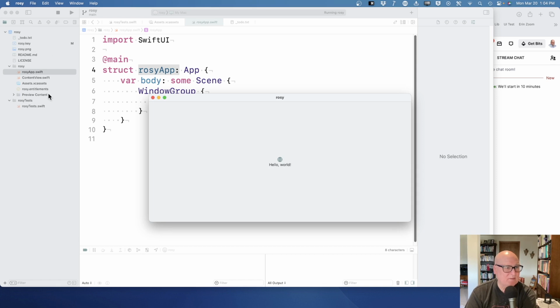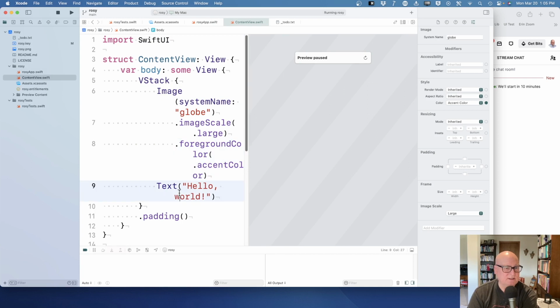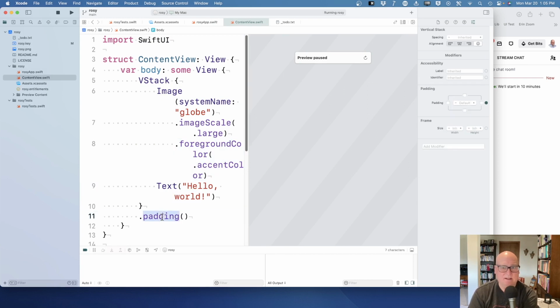Now, let's find the content view. That's the thing driving that. Okay, so here's system image globe, large, and the text, and then some padding, and that's the deal. We have this preview mode, and I probably should be using it more than I do, so we'll do that. I'm going to write this mostly as sort of a spike. I'm mostly interested in how does the math play out, and not so much caring about am I going to turn this into some sort of production app. So I'll do most of the stuff as a spike.